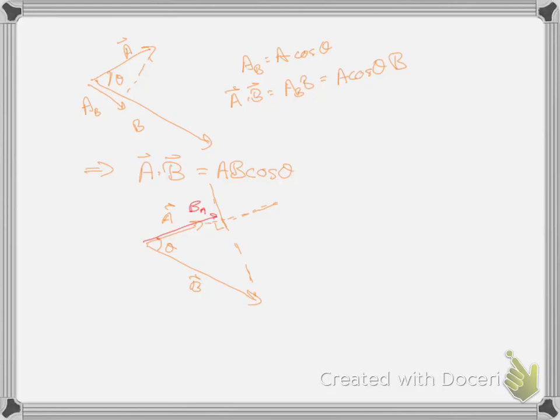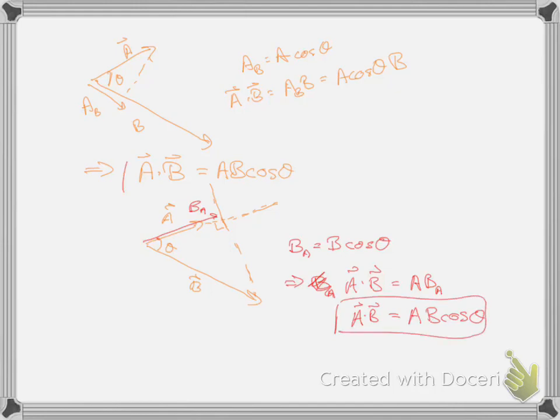And that B sub A, the projection of B along A, is just the length of B times the cosine of the angle between A and B. So therefore, A dot B, which is the projection of one times the other, is equal to A times the projection of B along A, which is equal to A times B cosine theta. Ta-da. A dot B is AB cosine theta. It's the projection of one vector along the other times the length of the other vector. That's scalar multiplication. Scalar product of two vectors, scalar product or dot product.